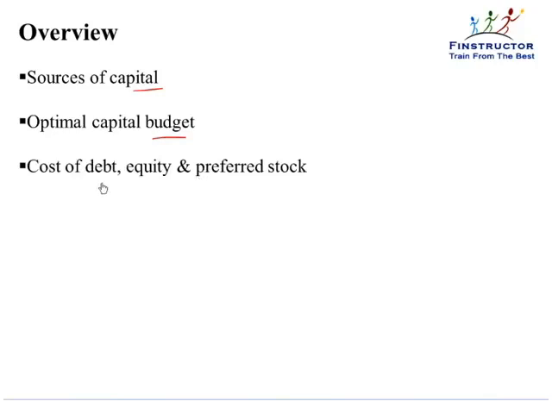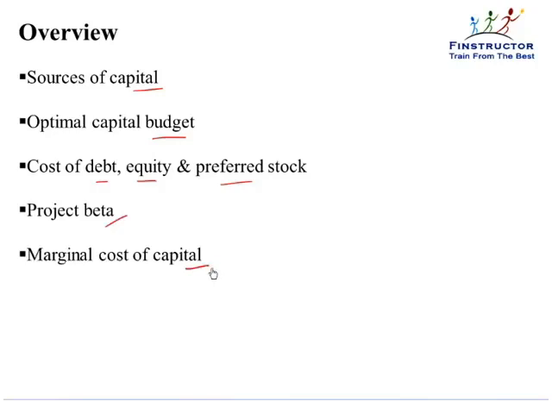We'll start with understanding the various sources of capital, what should be a firm's optimal capital budget, the cost of debt, equity, preferred stock, and how each one of these is calculated in detail. What is the project beta, the marginal cost of capital, and finally we'll be winding up with understanding the correct treatment of flotation costs.